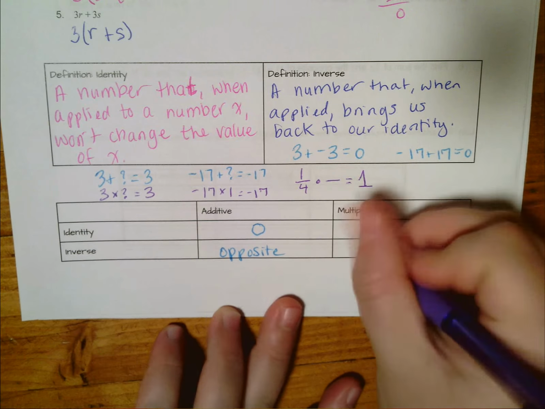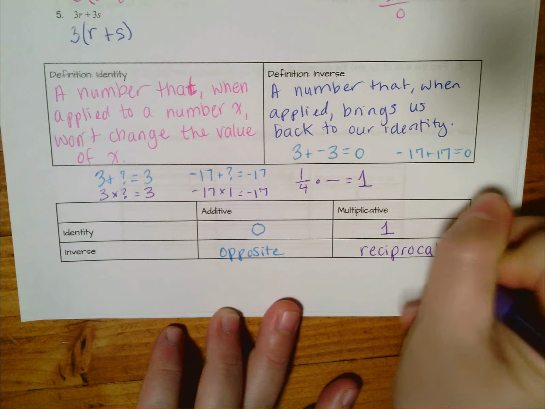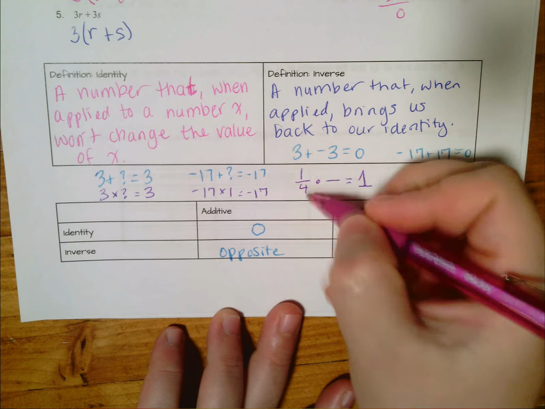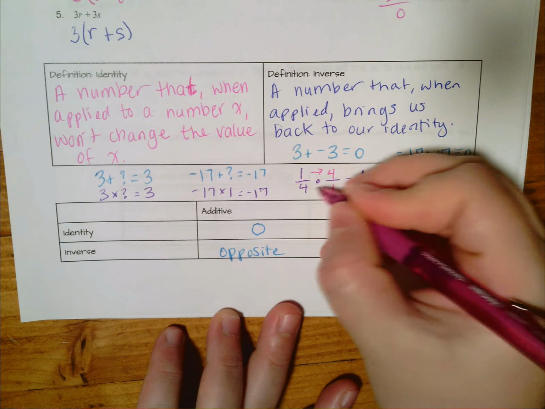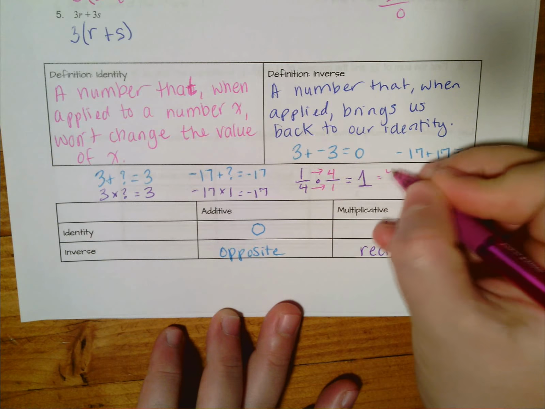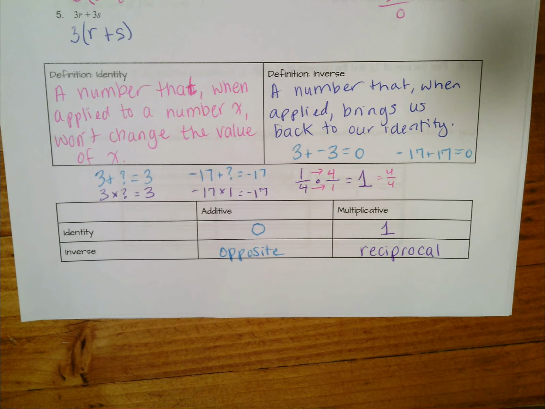In fact, it is the reciprocal. Because when I multiply 1/4 times 4/1, I end up with 1 times 4 is 4 over 4 times 1 is 4, which then simplifies to 1. This will work any time I multiply by the reciprocal.